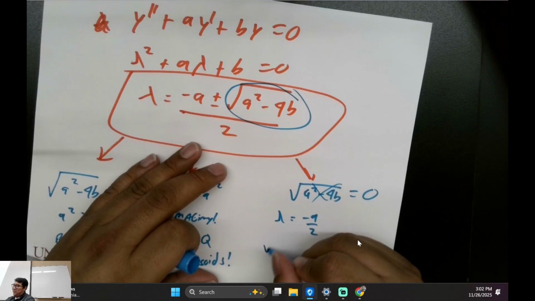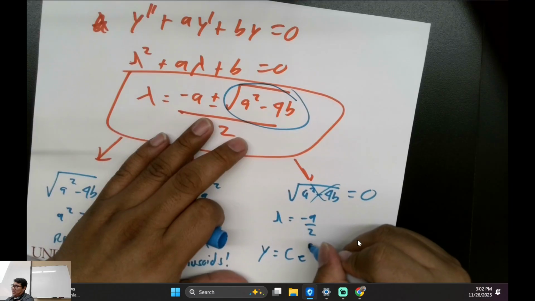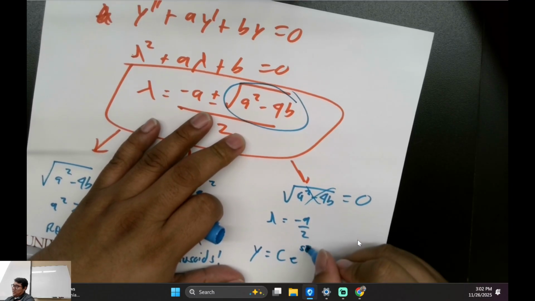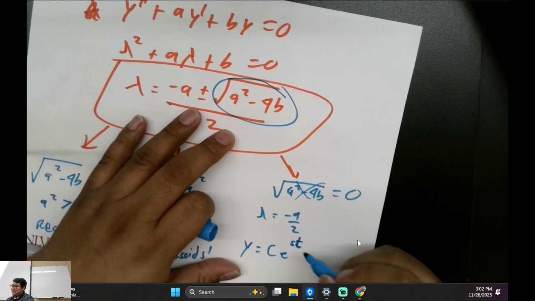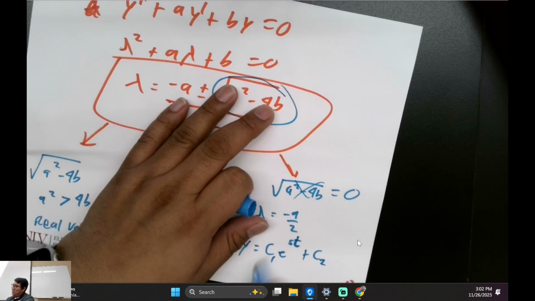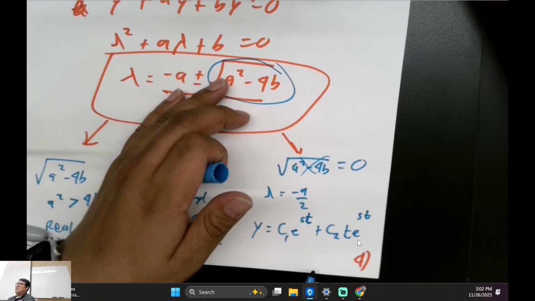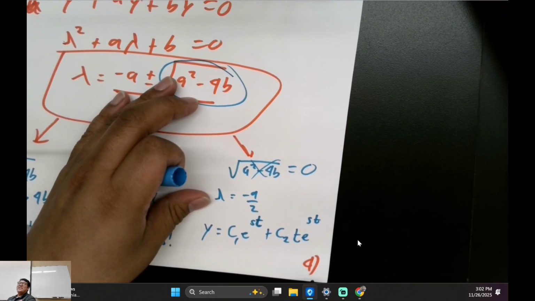So when you're doing your general guess, you're going to do c e to the st, where t is time, right? Plus, we're going to do another guess too. I'm going to multiply this thing by t, and then you get t e to the st, all right? Is that what you guys have to do? Right?